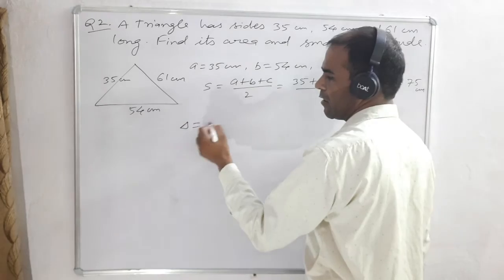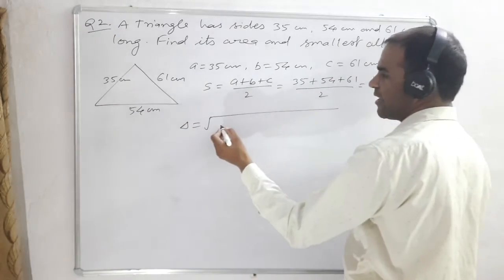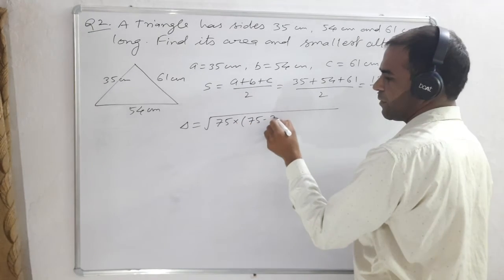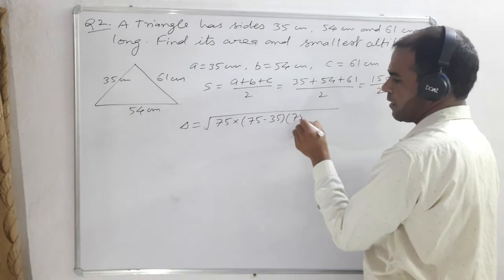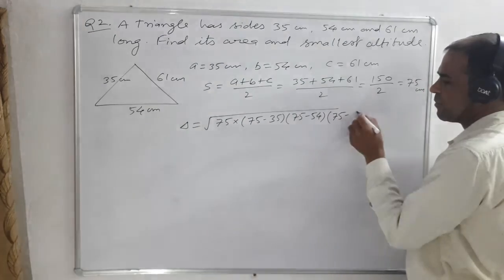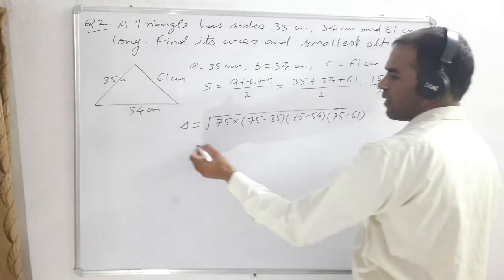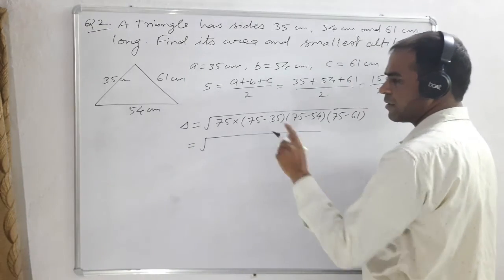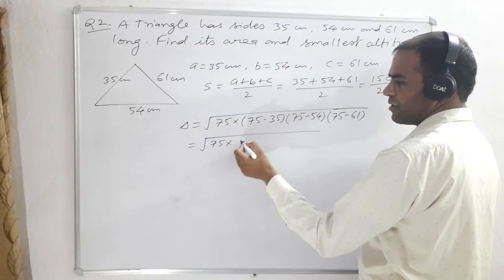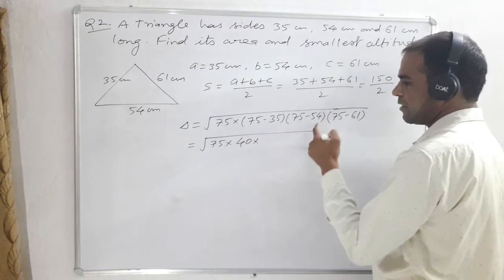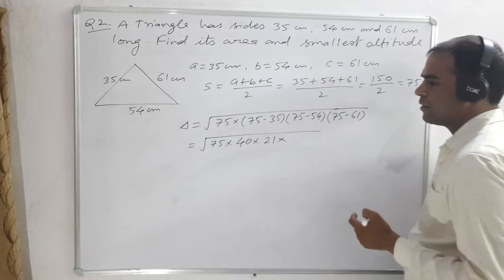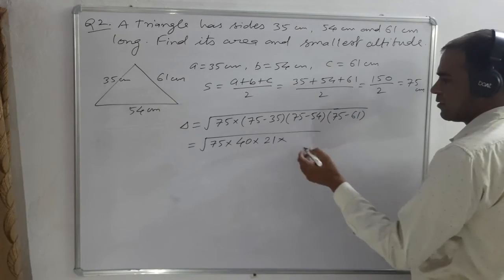Again, area is the square root of 75 into 75 minus 35, 75 minus 54 and 75 minus 61. Find the difference of these numbers. Here 75, its difference is 40, here 21 and here 14.